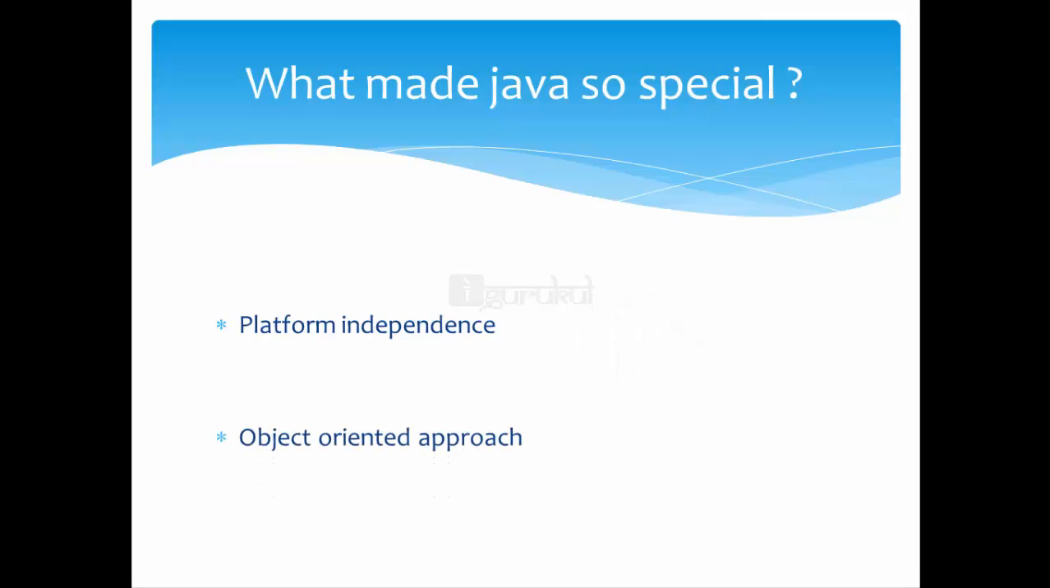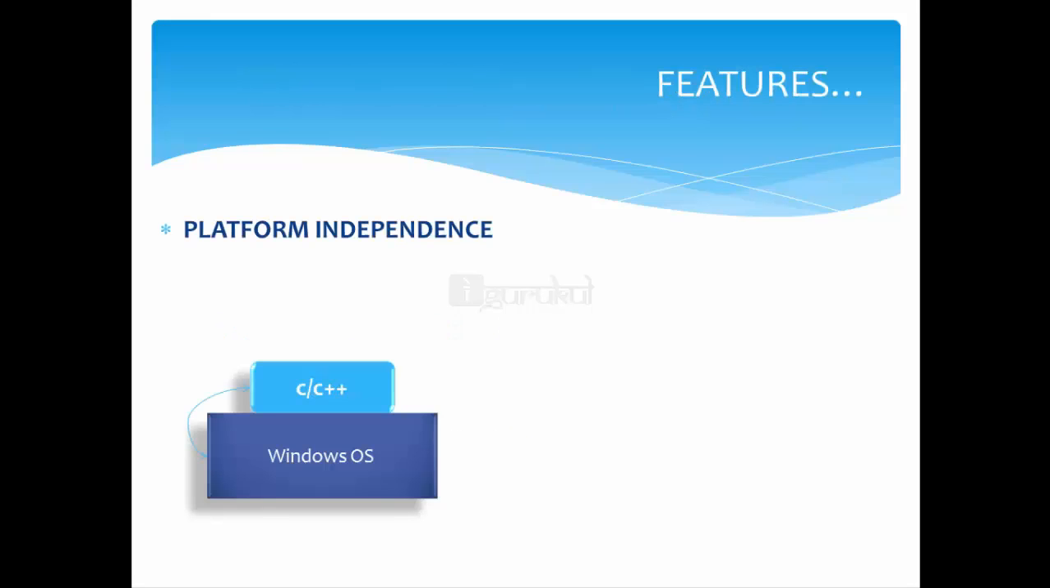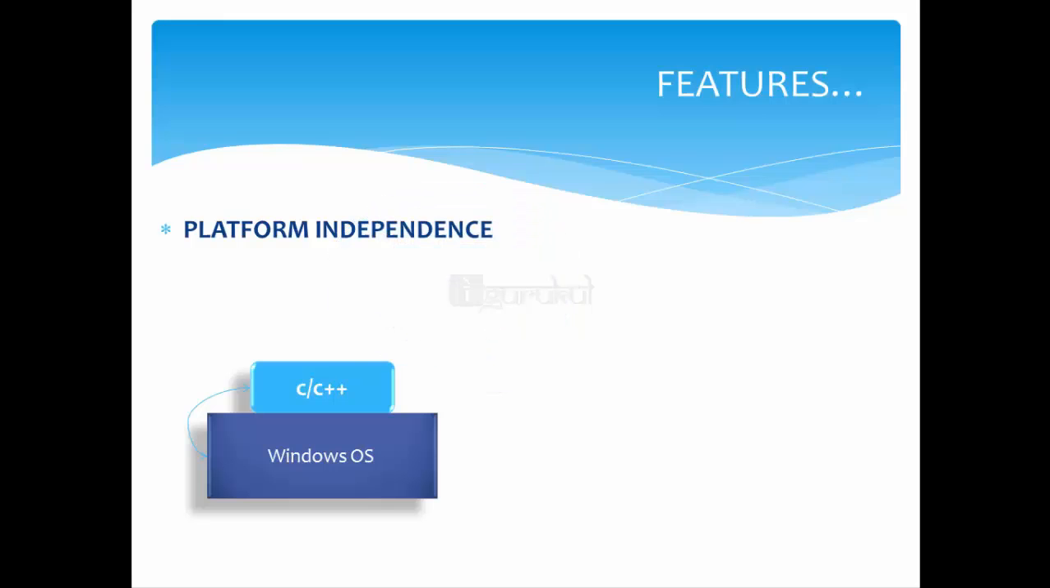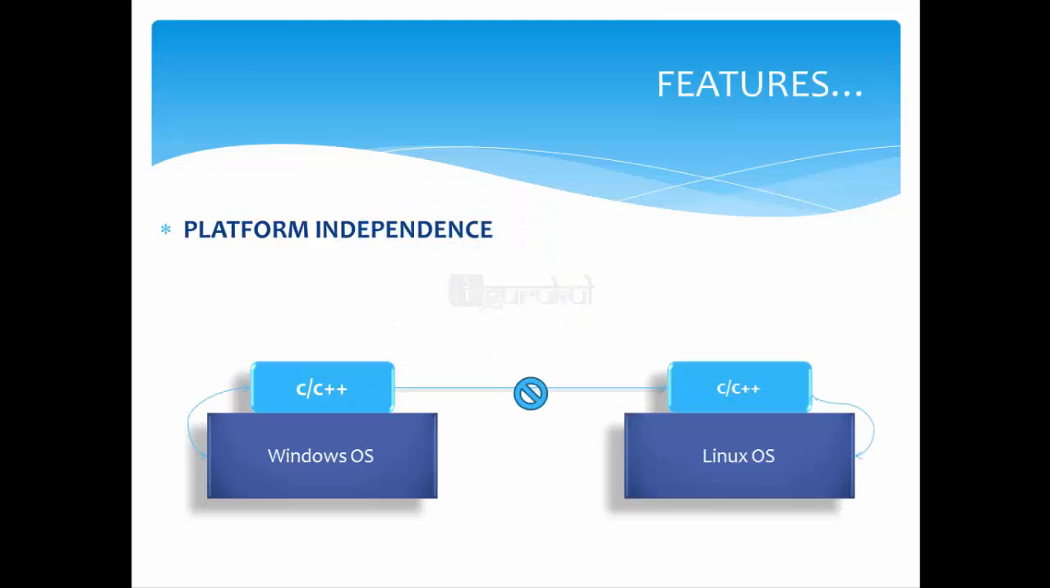Let's start with platform independence first. Suppose you are creating a file in C++ using your Windows operating system. So when you compile your program, what C++ will do is that it will use the resources of your Windows operating system to generate your output. That means now your C++ program is completely dependent on your operating system. So what will happen if you would like to transfer that file from one operating system to another? It will not work. Why? Because C++ is now completely dependent on the operating system in which you made your program.